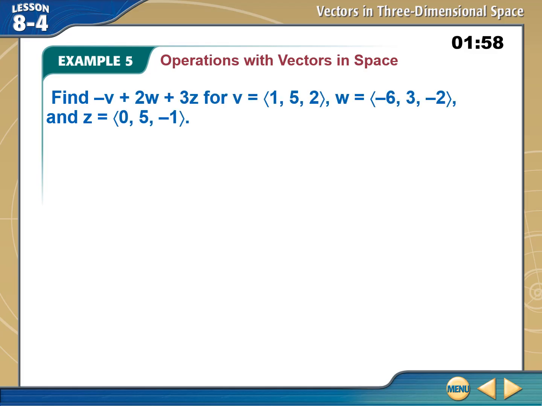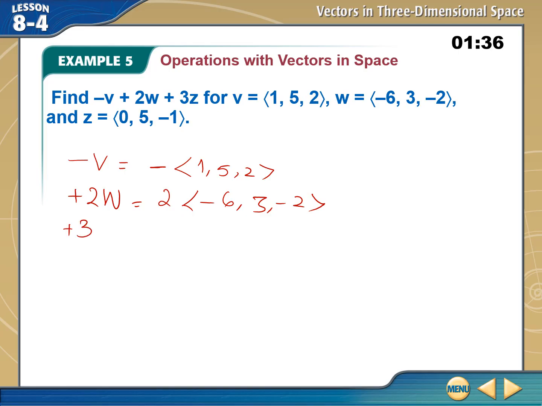Let's try one more question. Minus v, which means multiply the vector v with a negative sign. So 1, 5 and 2. Then plus 2w. 2w means 2 and then the w components are negative 6, 3 and negative 2. And then plus 3z. So 3 and z, multiply 3 with the z vector, which is 0, 5 and negative 1.